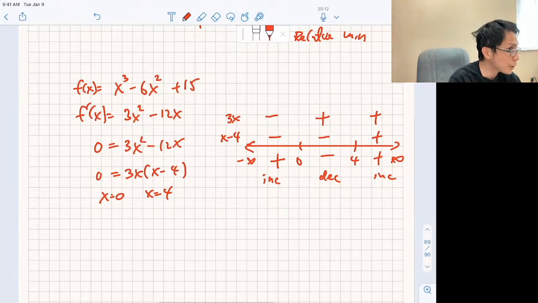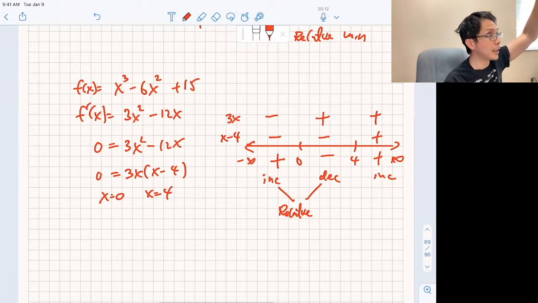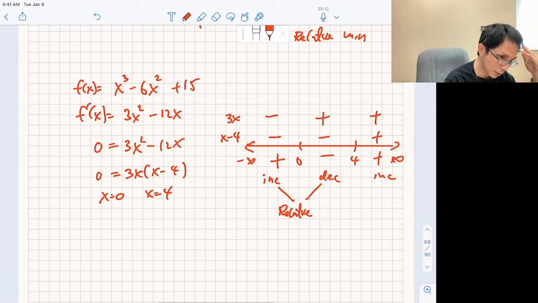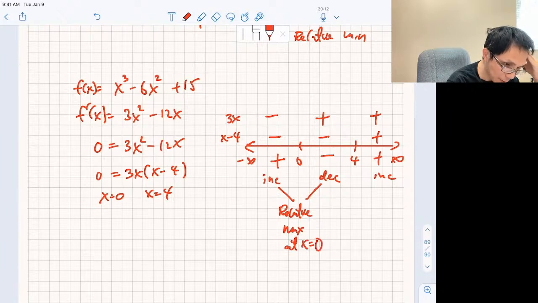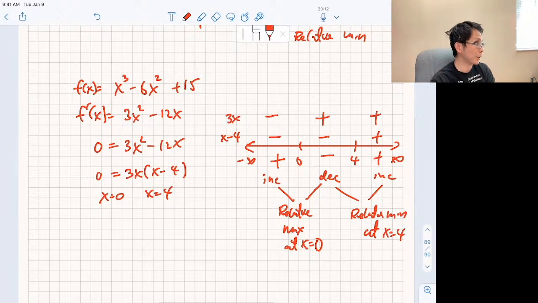Okay, and it's very systemized. And here that's going to give you a relative what? If it's increasing and then decreasing, that's what? Max. At x equal to 0, right? And there's a relative min at x equal to 4. You can go back to find out what the y value is and what the x value is.